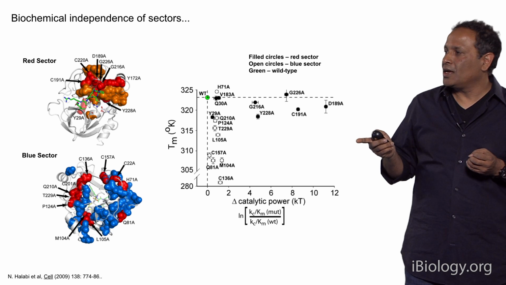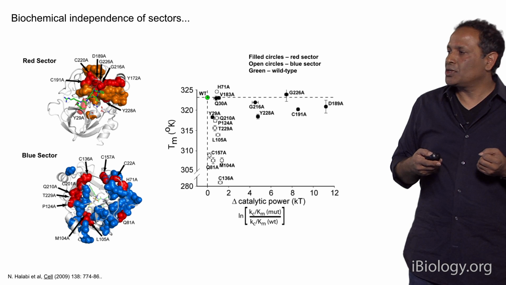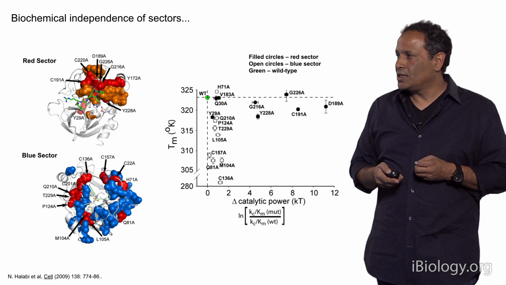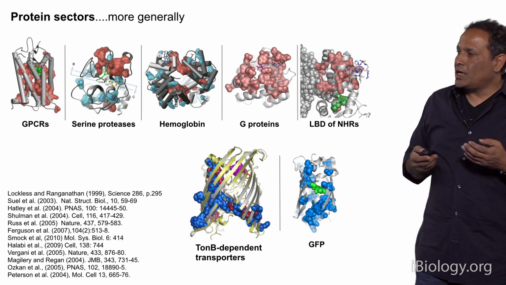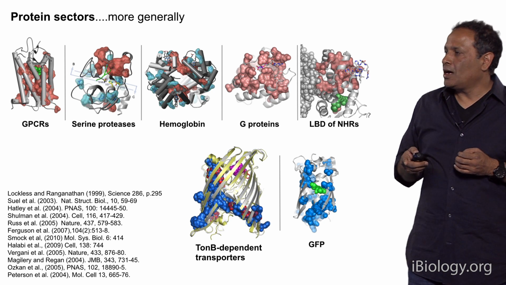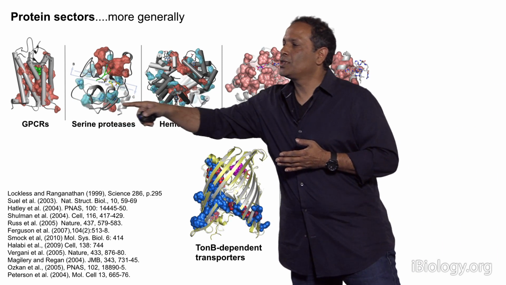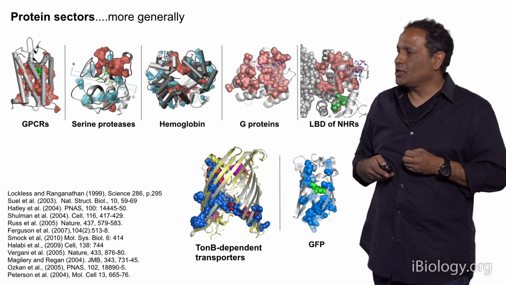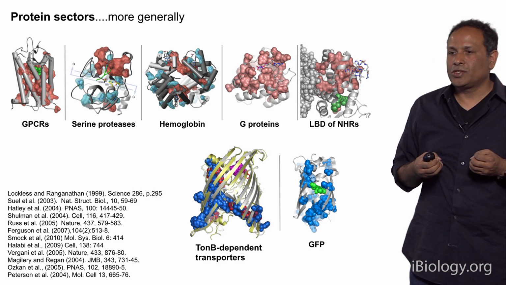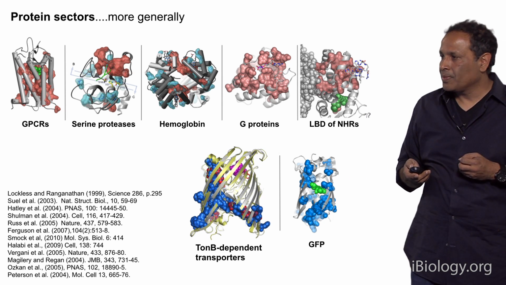So these biochemical data argued that this concept of independent sectors was consistent with biochemical independence of the properties mediated by those distinct sectors. More generally, one can carry out this sector analysis for a number of different proteins, and all I'll point out in this slide is that in classic model systems for signal transmission, like the receptors, and the classic problem of hemoglobin, allostery in hemoglobin, it appears that one can identify networks of co-evolving amino acid residues that are consistent with the known literature about the mechanism of action of these proteins.